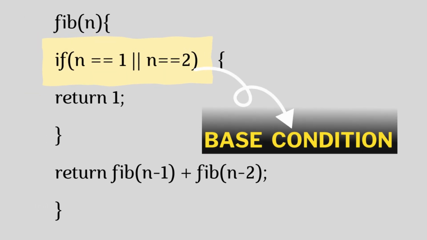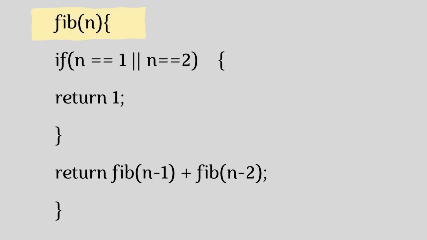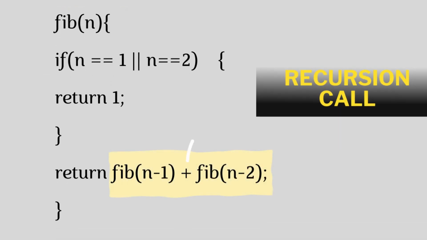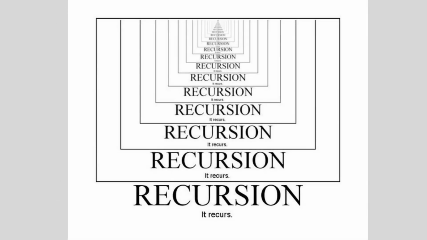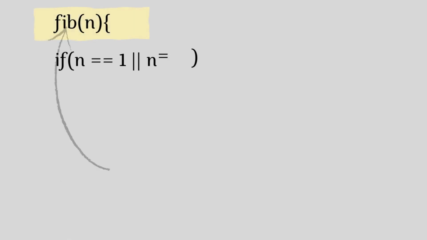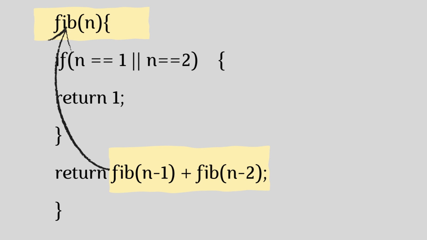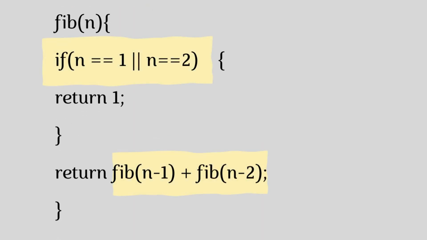This is the base condition. When n value comes into the function as 1 or 2, then the function will return 1. This is the recursion call. Recursion means a function will be called by itself. Here fib function is called by itself. When the base condition fails, the recursion call will return.